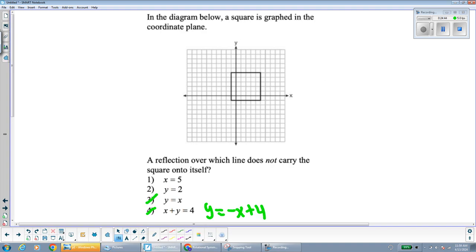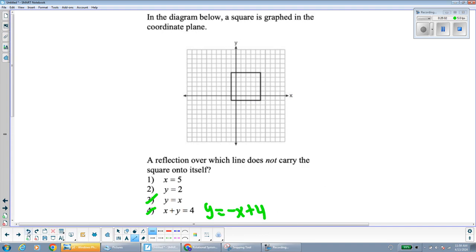The next choice is the line y equals 2. That's a horizontal line going through the y coordinate of 2. And once again, this is a line of symmetry. It's a horizontal line of symmetry. If you reflect over a line of symmetry, it will look like itself.